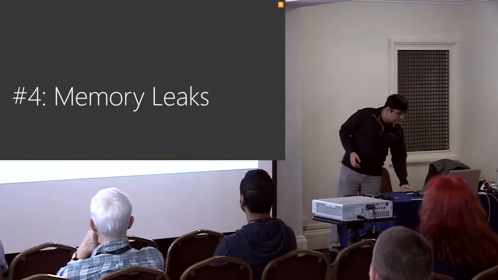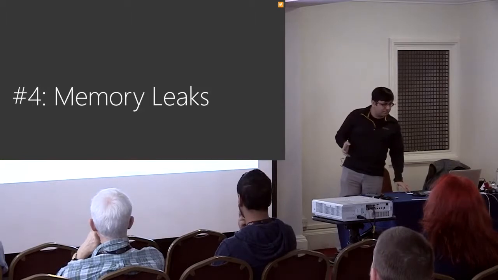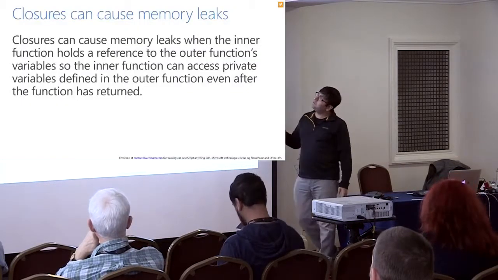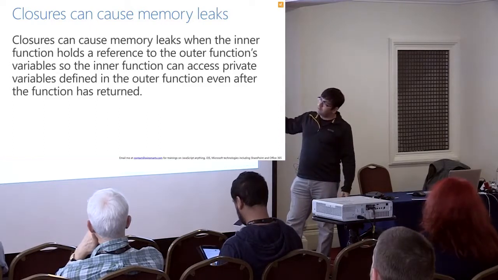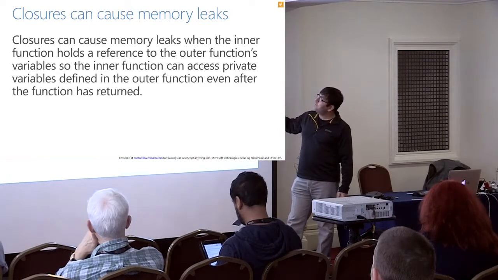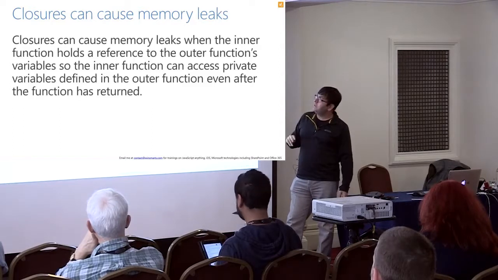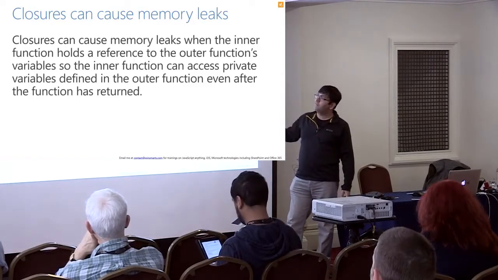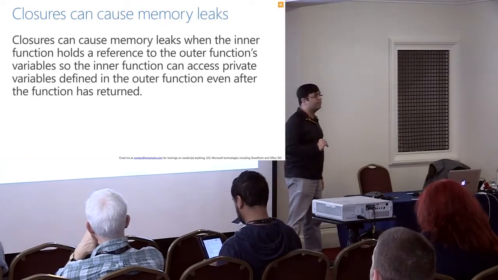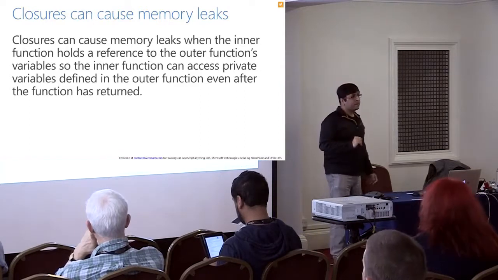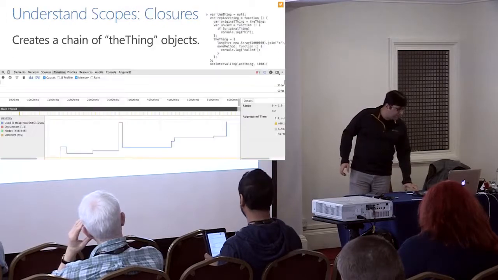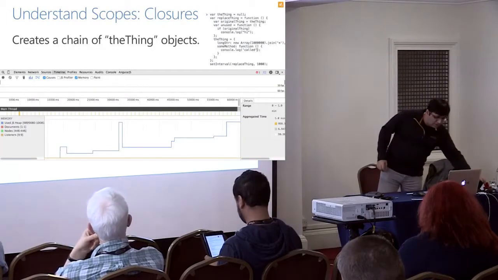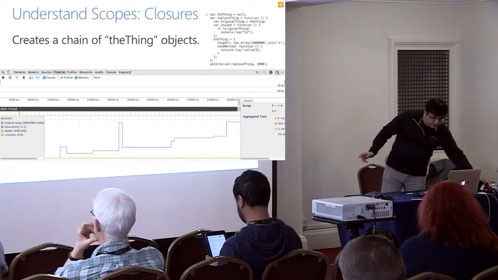So here's an example. Remember, closures can cause memory leaks when the inner function holds a reference to the outer function's variables. So the inner function can access private variables defined in the outer function even after the function has returned. Otherwise, the thing just won't work. So they have to do this. And the problem with this is that you might run into examples like you see over here.